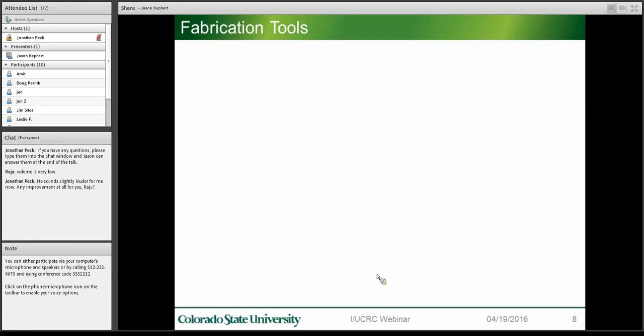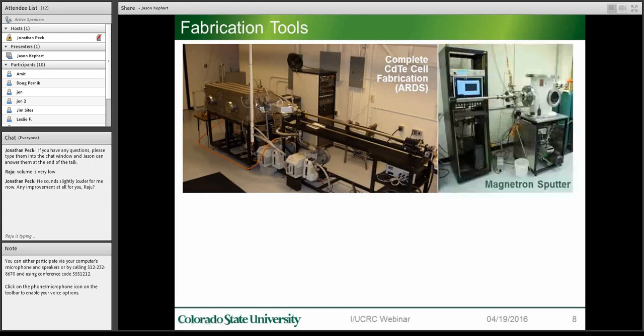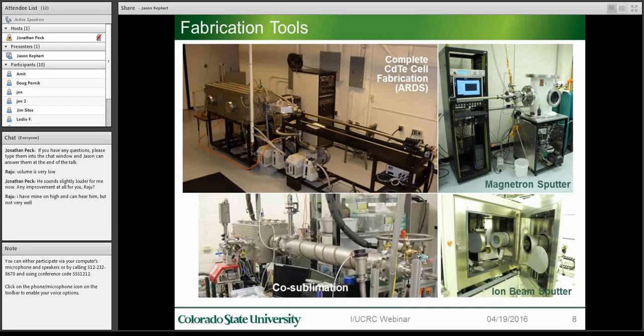To deposit all these layers, we have a variety of fabrication tools in our lab. The first system, which does all the sublimation-based processing, is called the Advanced Research Deposition System. It has an automated magnetic transfer arm, which is computer controlled. It can move the substrate through a variety of sources. We also have capability to do magnetron sputtering while controlling the gas composition, and ion beam sputtering for deposition of other oxide materials. To deposit ternary absorbers such as cadmium magnesium telluride, we use a co-sublimation process.